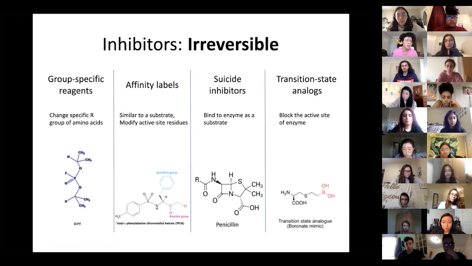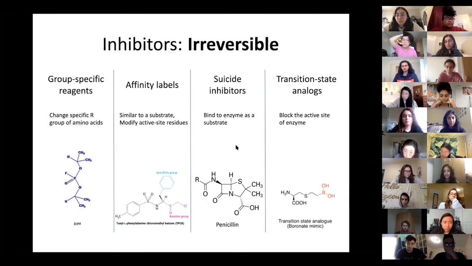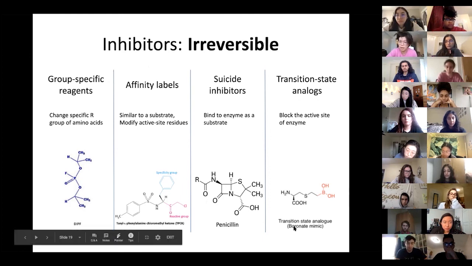Group-specific reagents can change the specific R group of residues. Affinity labels have a similar structure to the substrate and can modify the active site residues. Suicide inhibitors bind to enzymes as a substrate, and transition state analogs block the active site of the enzymes. By the way, these are the examples. DIPF is an example for group-specific reagents, and TPCK is for affinity labels. Penicillin is a type of suicide inhibitor, and the boronate mimic is for transition state analogs.